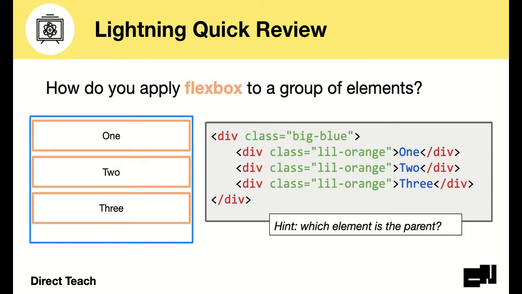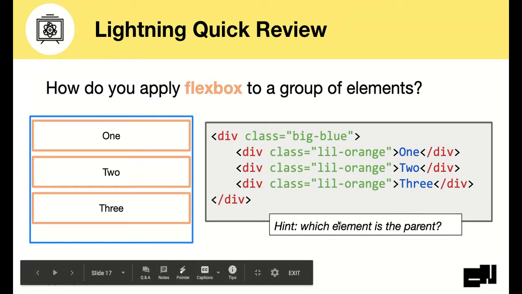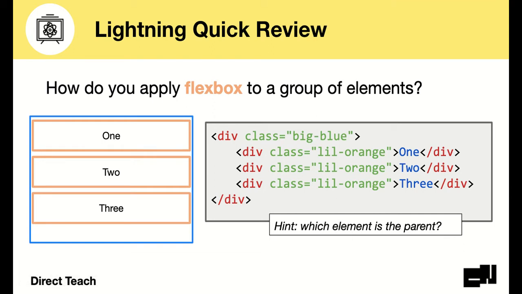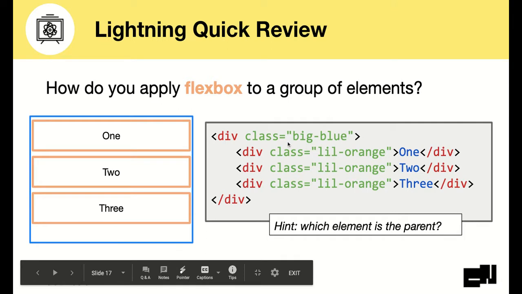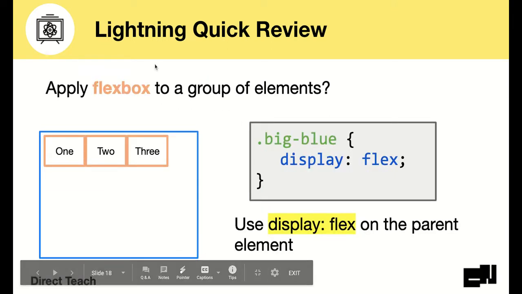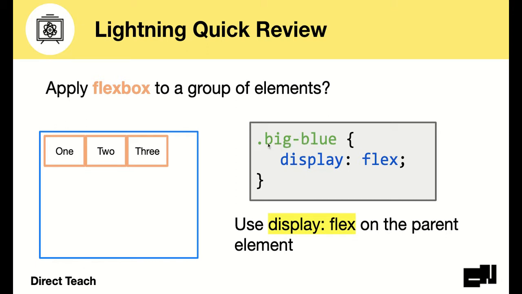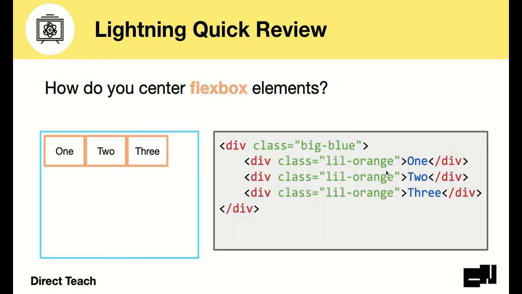And then, we had a few more questions. So, how do you apply Flexbox to a group of elements here? So we have all this code. First things first, let's just figure out what the parent is. So what's the parent? The parent is Big Blue. So when we go into our CSS, we are selecting the Big Blue class, and then we are also using display flex to make sure things go horizontally.